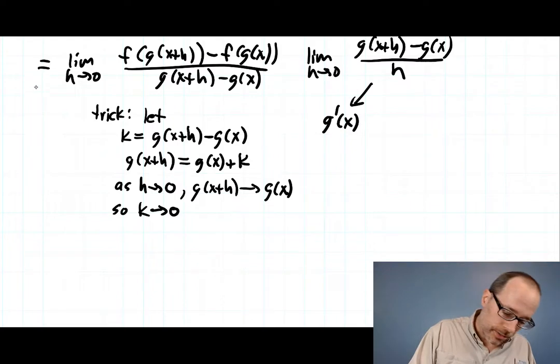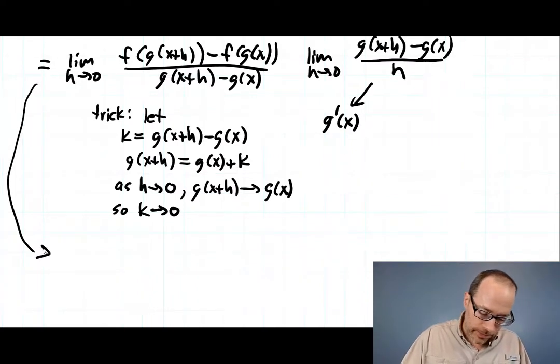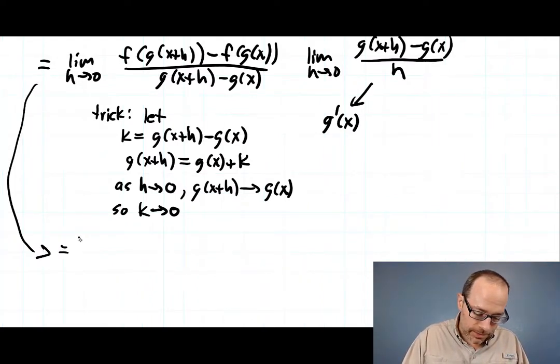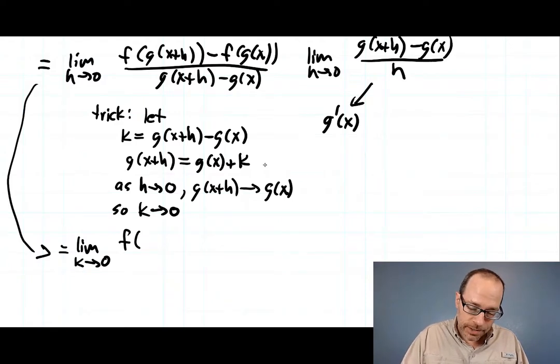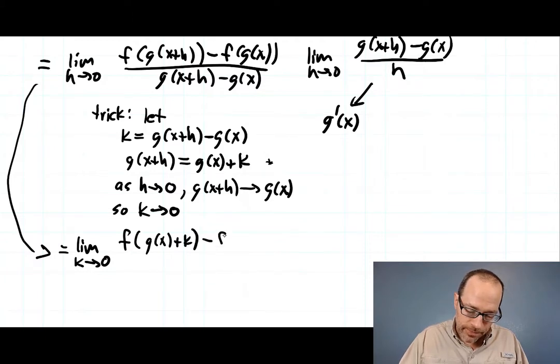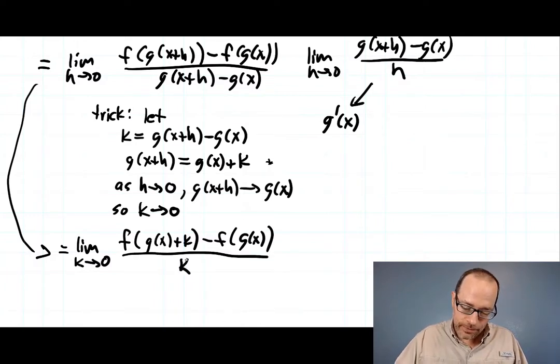Coming back down here, we can write this as the limit. Instead of h going to 0, we can say k is going to 0. And g of x plus h is just g of x plus k, minus f of g of x, all over just k. And then we also had g prime of x tagging along.